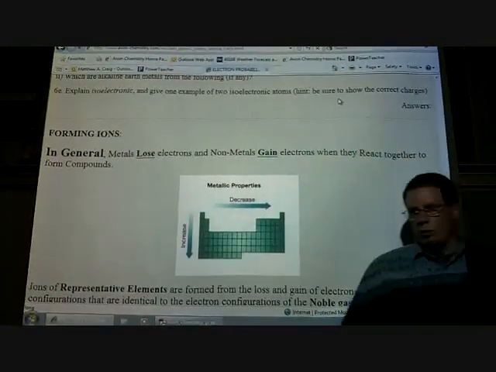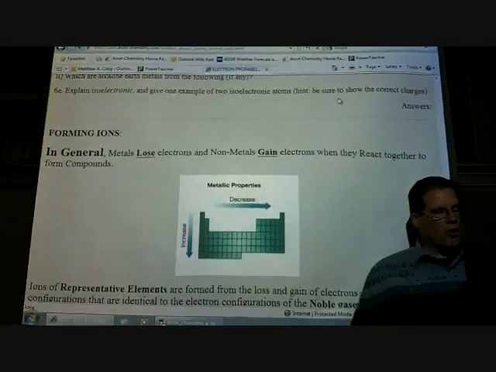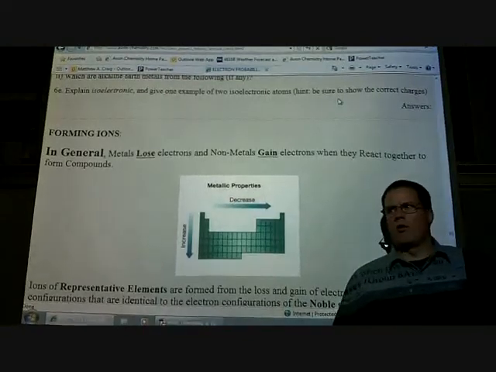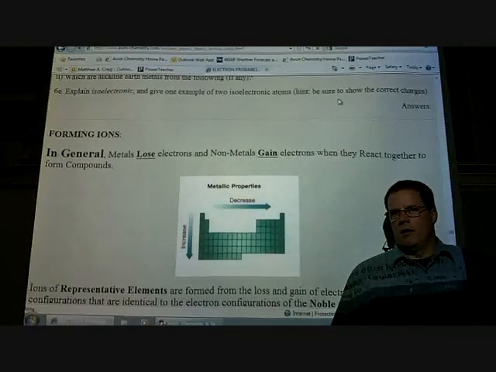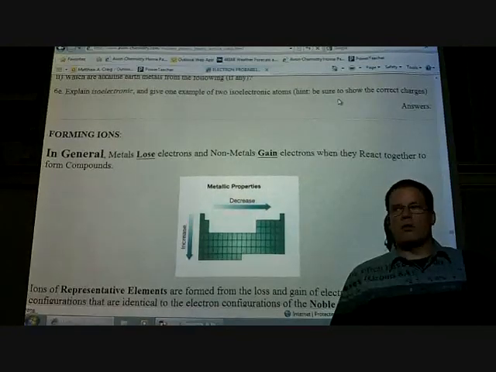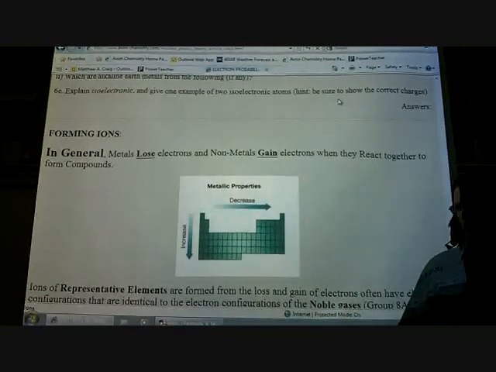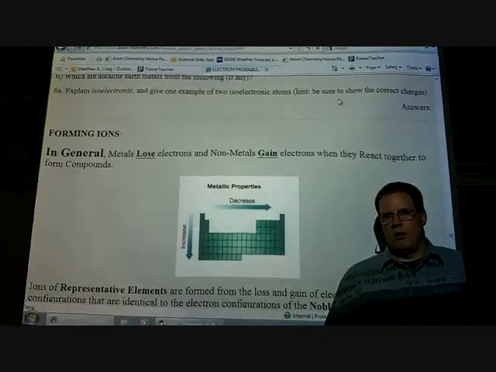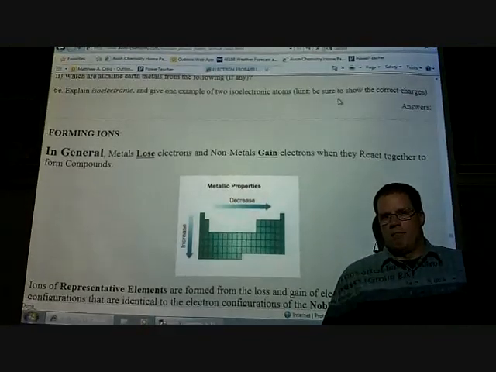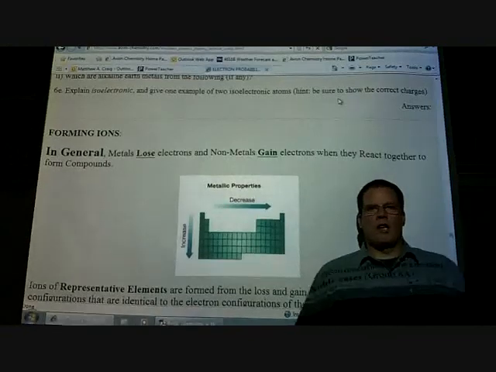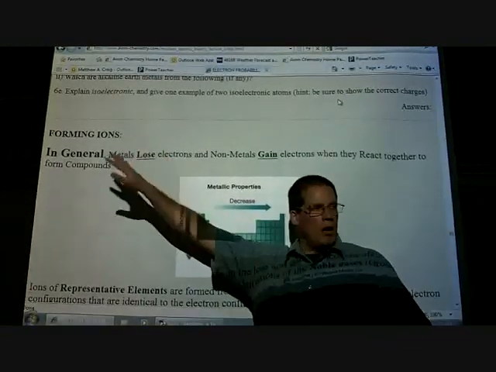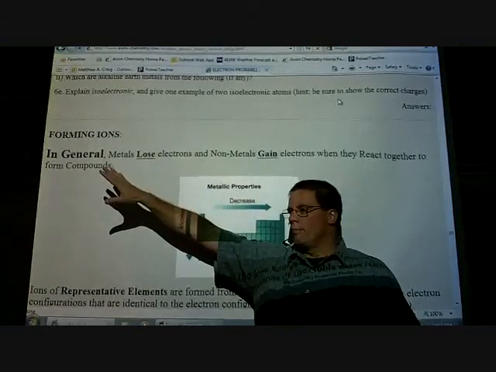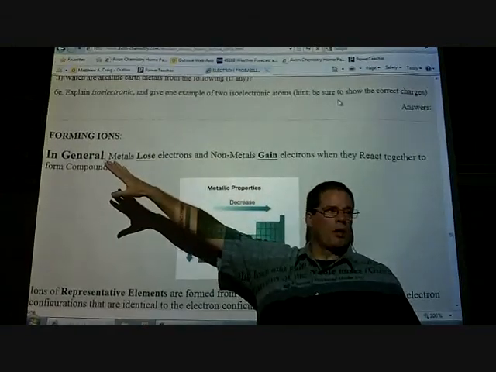In general, when we're talking about the formation of an ion, before we go there, what is an ion? An atom with a charge. Good. So how does an atom get a charge? Very good. So you gain or you lose an electron. And generally speaking, metals lose electrons, and nonmetals will gain them.